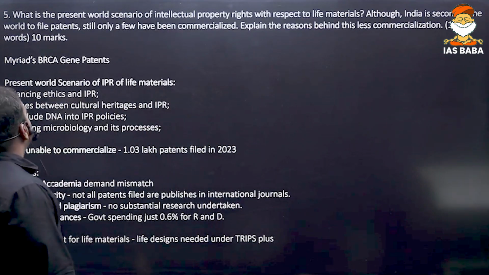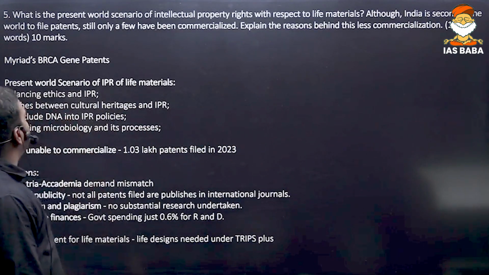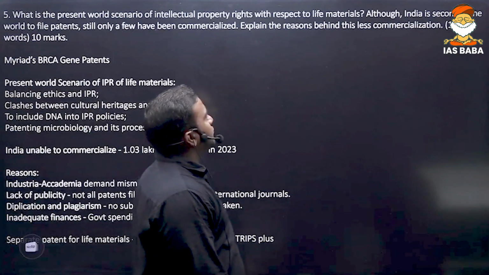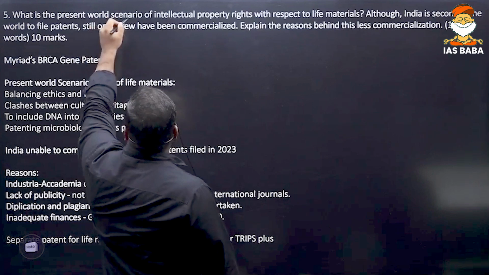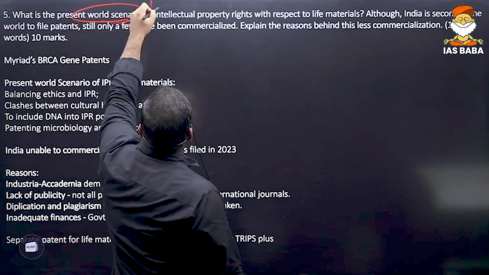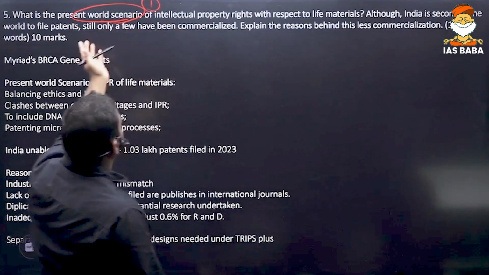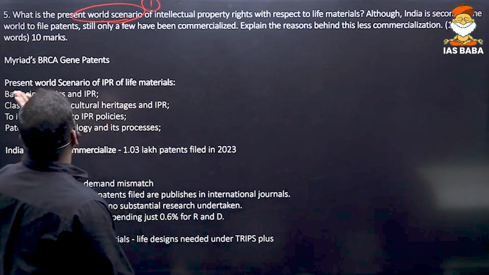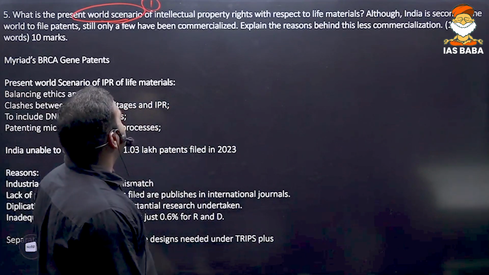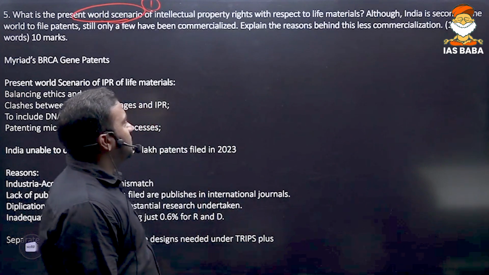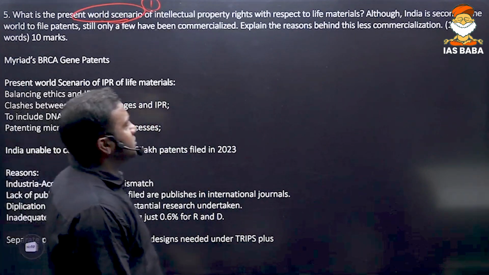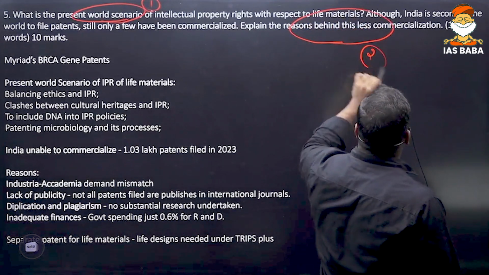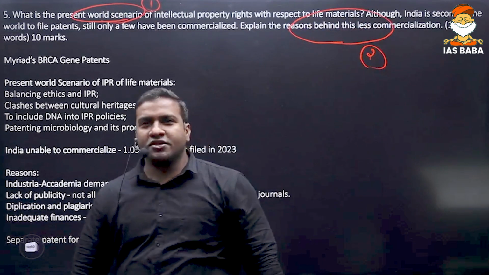We begin with the first one, that is the 5th question of the paper. What is the present world scenario of intellectual property rights with respect to life materials? So the first demand of the question: with respect to life materials, what is the scenario of intellectual property rights? Although India is second in the world to file patents, still only a few have been commercialized. Explain the reasons behind this less commercialization. Now this less commercialization is the second demand of the question. Why has commercialization been less?